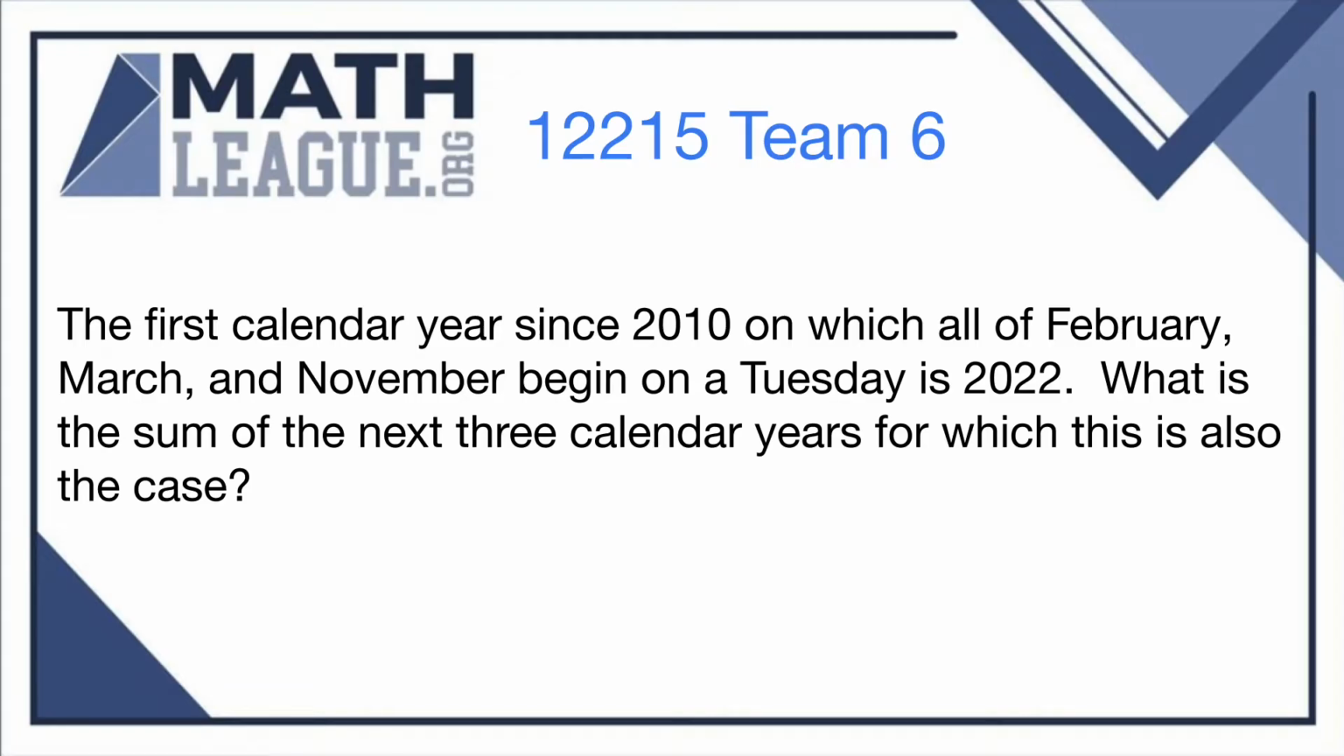The first calendar year since 2010 on which all of February, March, and November began on a Tuesday is 2022. What is the sum of the next 3 calendar years for which this is also the case?